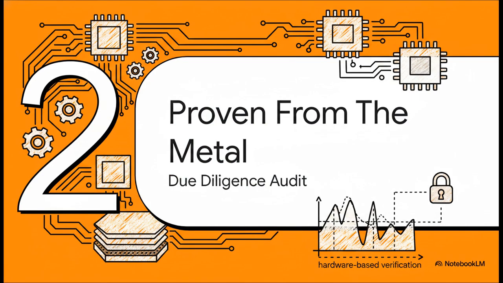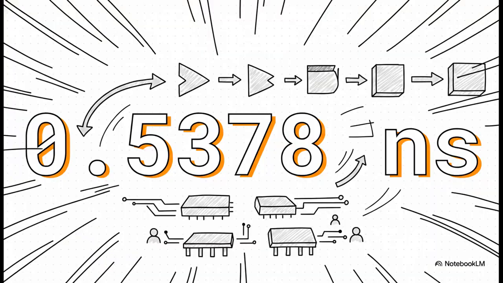Moving on to section 2, proven from the metal. Let's get into the actual due diligence walkthrough. 0.537 nanoseconds. Seriously, let that number sink in for a second. To put that into perspective, light itself barely travels 6 inches in that amount of time. This is the stark, measured speed of the ballistic gate per comparison on commodity ARM64 silicon.